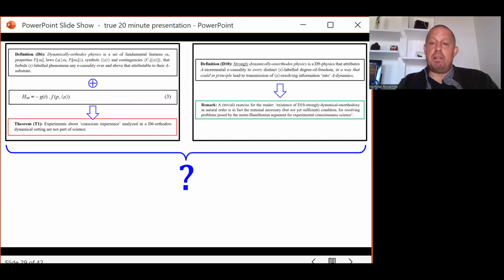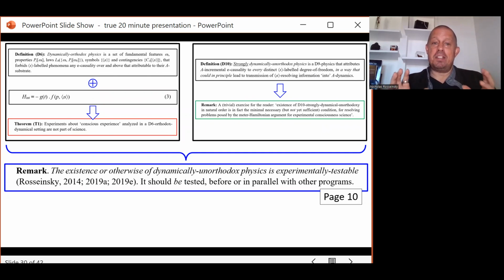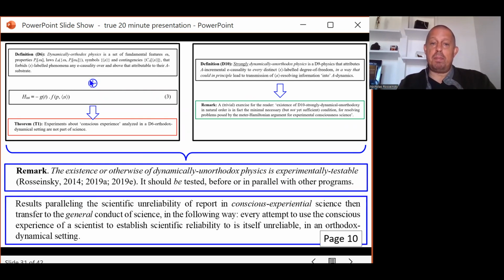So we can't have conscious experiential science under dynamical orthodoxy, and we could under strong dynamical unorthodoxy. So what kind of dynamics does our reality actually have? Now that is an experimentally testable question, and I would argue the single most important experimental program for science as a whole right now, in large part because the critical dependency of conscious experiential science on dynamical unorthodoxy transfers over to science as a whole, at least to the conventional understanding and construal of scientific process. Now, there are some orienting hints about this transfer in the paper, but you'll have to look at the From Gödel to Trump book that I'll mention in a moment for a fuller account.